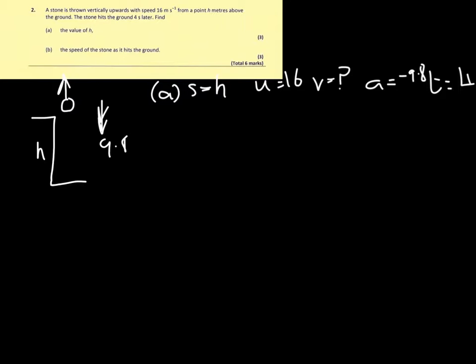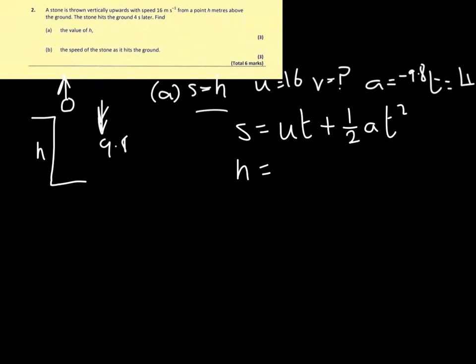Right, so what do we know? We need to figure out which equation we're going to use now. So S, remember, is what I want to work out. So I need an equation with S in it, U in it, A in it, and T in it. So I want one that doesn't have V. And there's only one option. You have to use S equals UT plus half AT squared. Now it's just a matter of substituting and solving the equation.